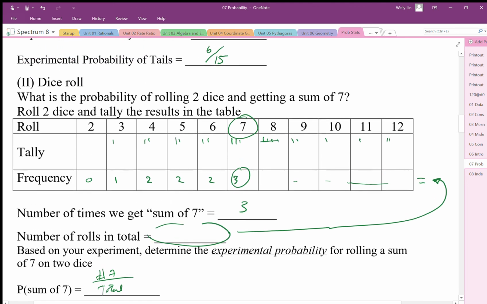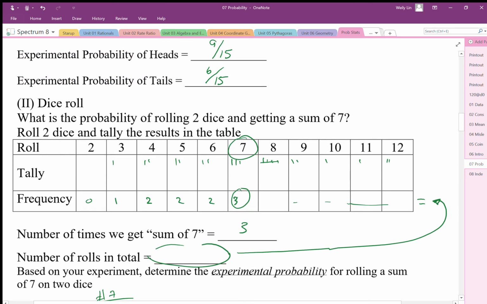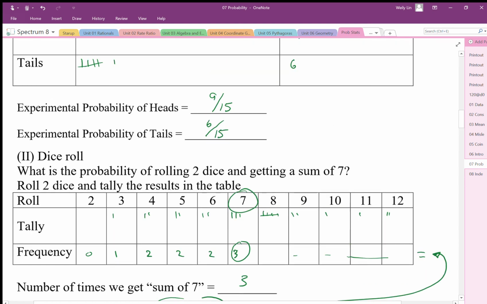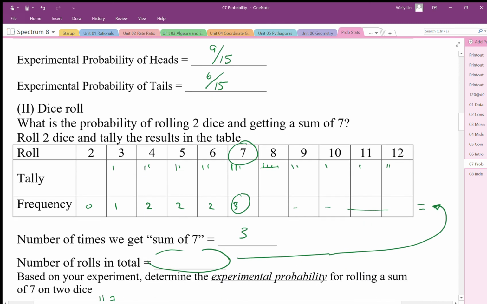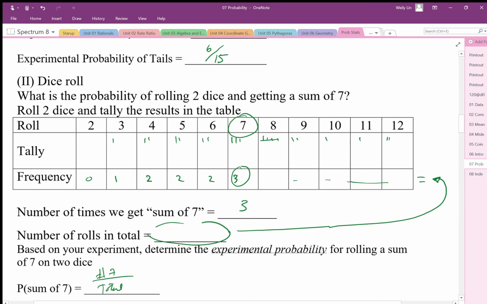I want you to do these 2 experiments, then fill out the charts and your results, and figure out what your probability here and here was. We probably have a very good prediction of what the coin probability is going to be, but you may not have a prediction of what the probability of rolling a 7 is when you roll 2 dice.